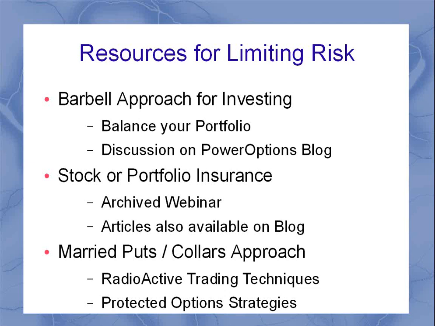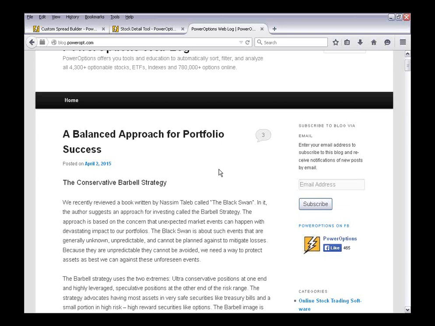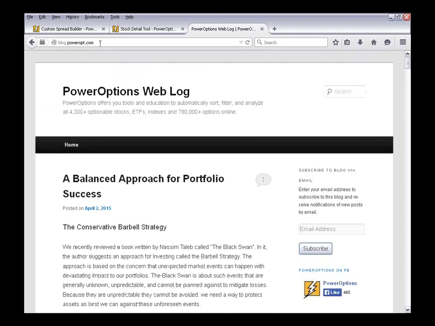Setting up a conservative portion of your portfolio to a speculative one. We have some discussion on that as well. And, oh, I'm sorry, I'm not showing my screen, am I? How about that? There we go. Now it is. All right, so right on the blog there, which you can access while you're on Power Options, or you can just go to that link, you'll see the link here for a balanced approach for portfolio success.